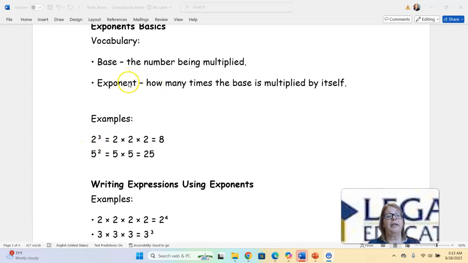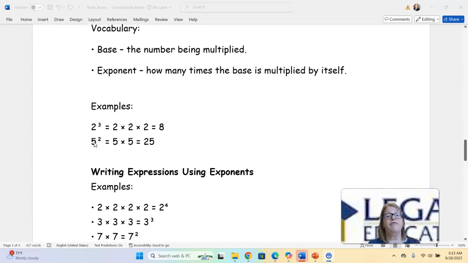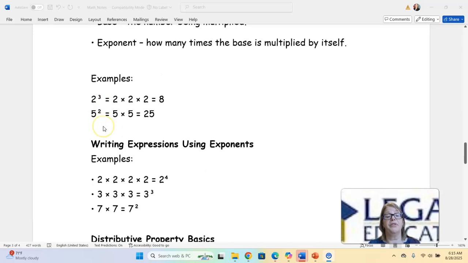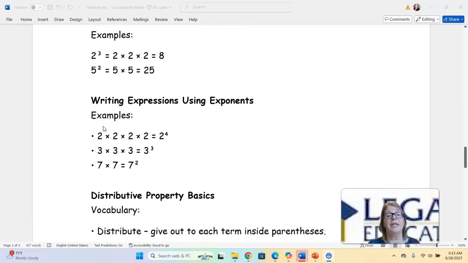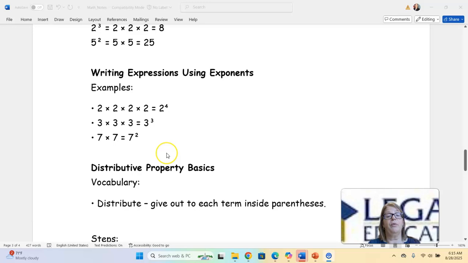So the exponent 3 is how many times the base, which is 2, is multiplied by itself. That's the 2 to the 3rd power example. So it's not 2 times 3. That's the biggest thing to make sure you don't do. It's 2 times 2 times 2, 5 times 5, and so forth and so on. I think you could probably see that pretty easily. But here's a couple of more examples.